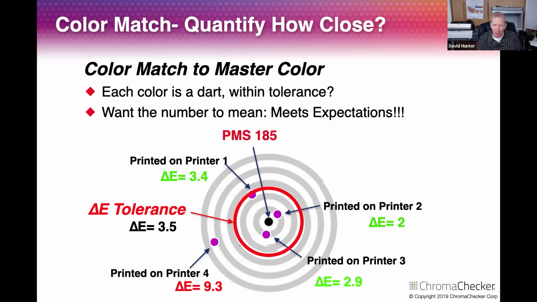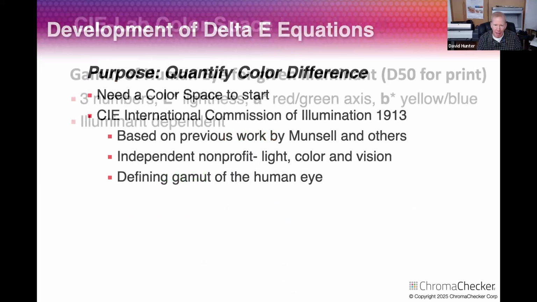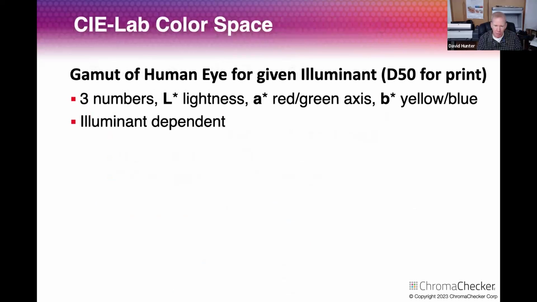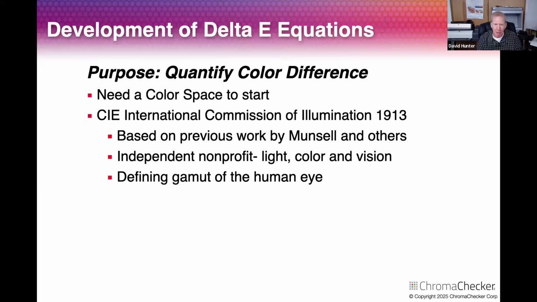So when we talk about developing delta E equations, let me back up here. The whole purpose is to be able to quantify color difference. So we need a color space to start. And for the past 100+ years, work has been done by the CIE, International Commission on Illumination, to figure out how the human eye works. And this independent nonprofit organization focuses on light, color, and vision.